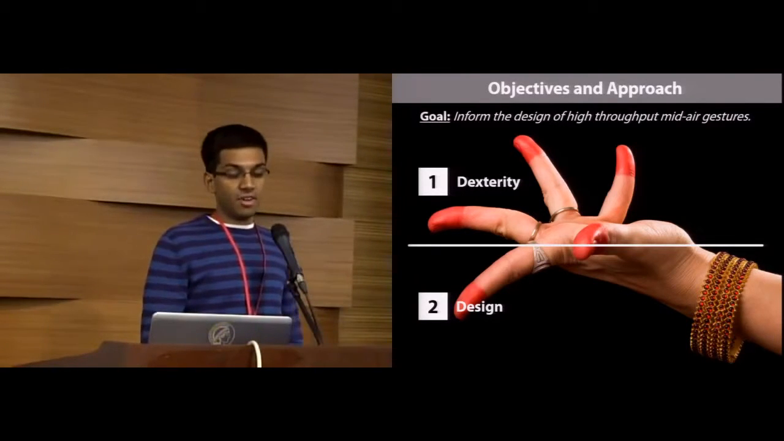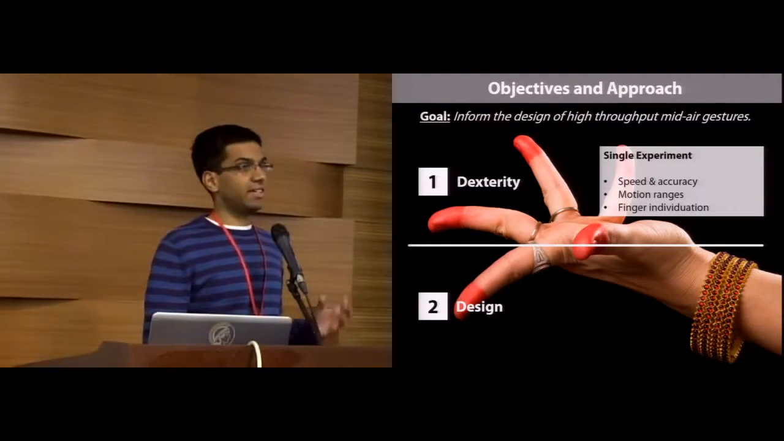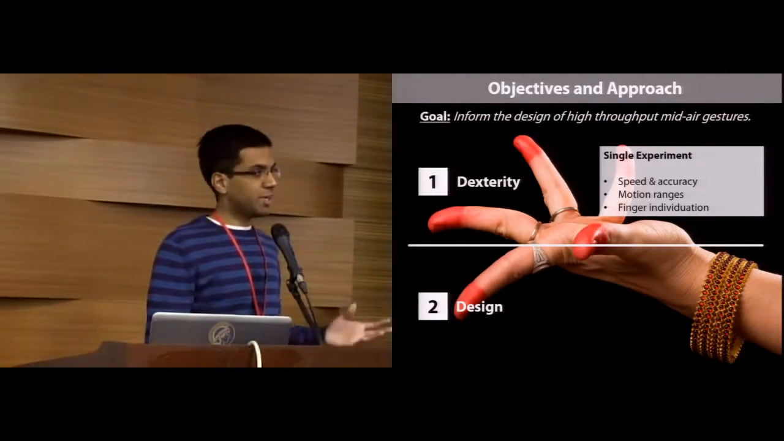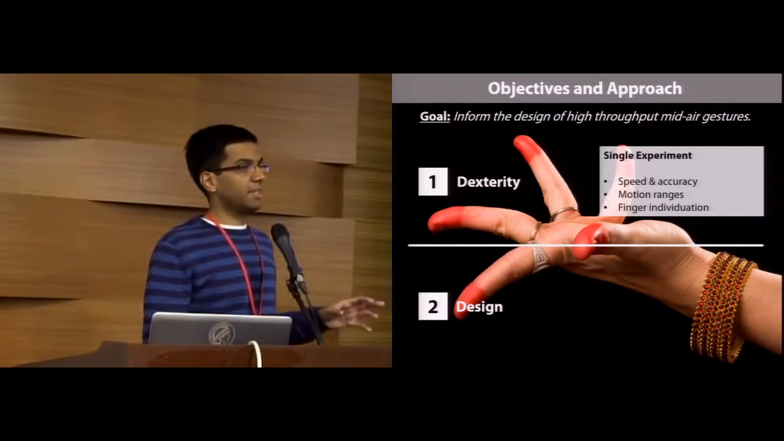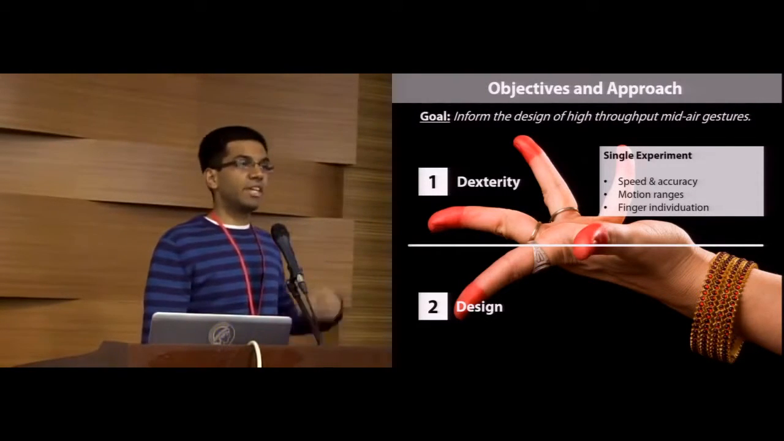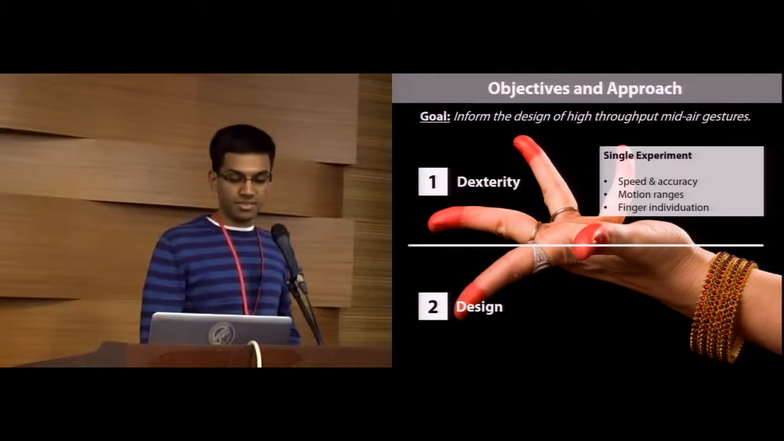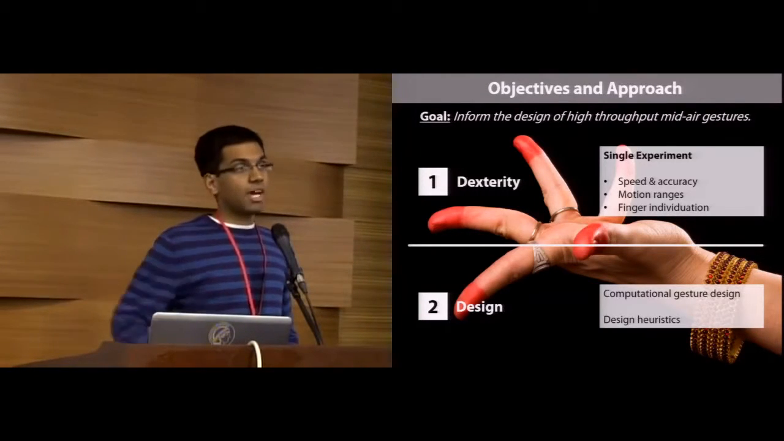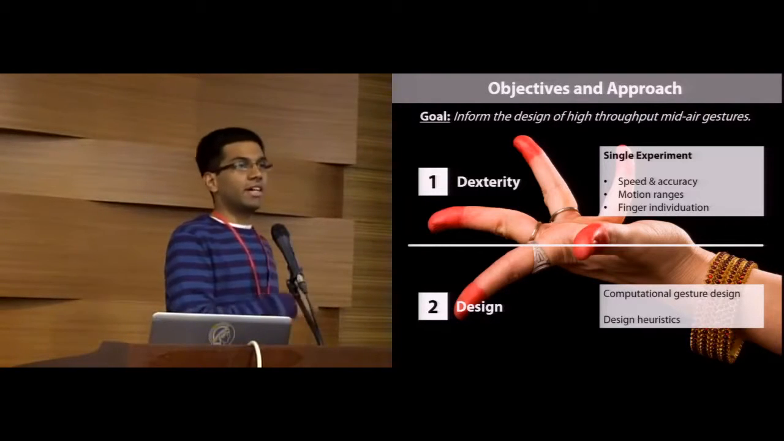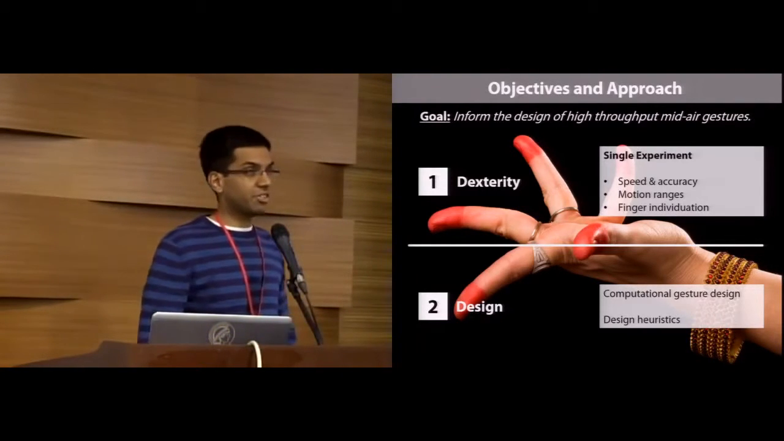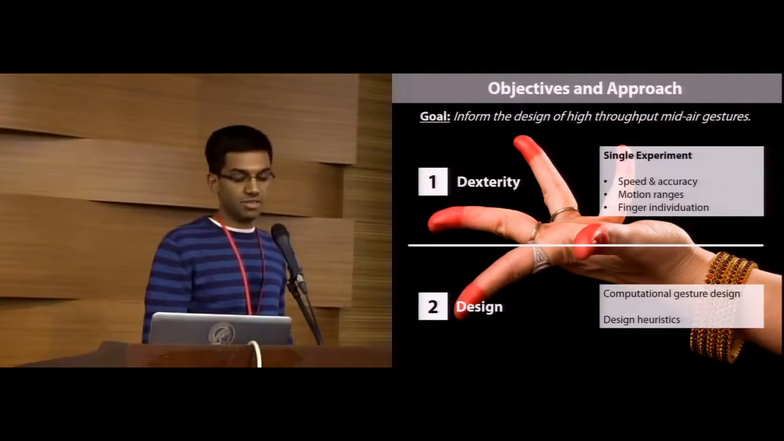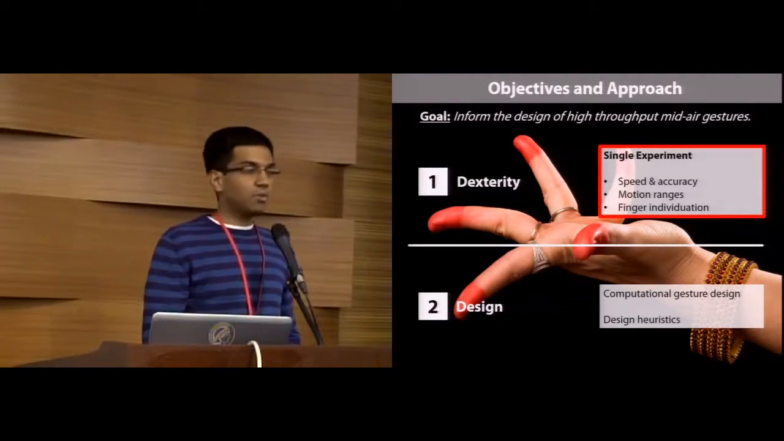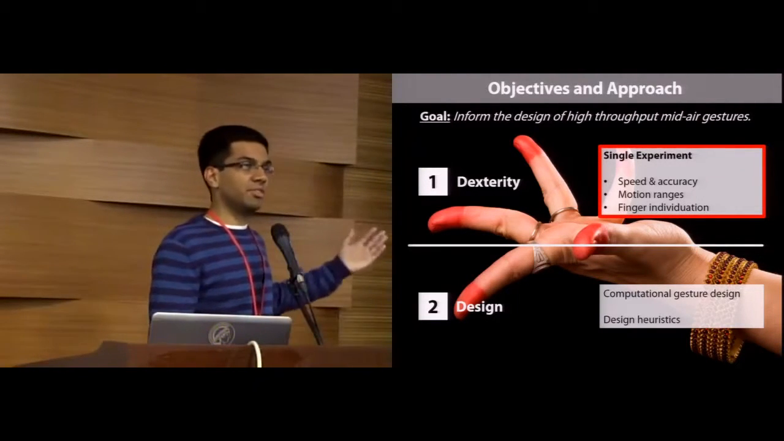When we mean dexterity in this talk, it is three elements of dexterity: how fast and accurate fingers can move, how individuated they can move, what are the motion ranges of hands, and so on. So our approach is that we designed a single experiment that captured all these elements of dexterity that we can use to inform the design of mid-air gestures. We will also talk about how to use the models that we created to inform the design of gestures using computational gesture optimization, as well as heuristics to inform manual gesture design. I will now describe the experiment that we performed to capture these elements of dexterity.